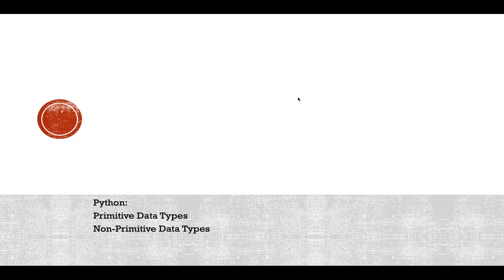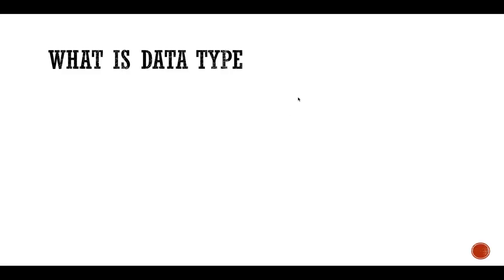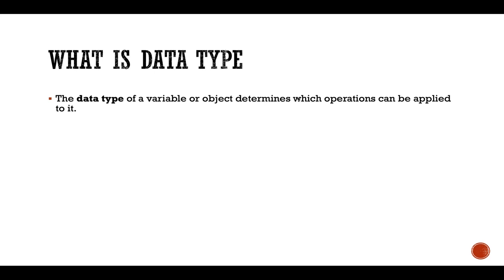This video will be about data types in Python. We will discuss the primitive data types and non-primitive data types which are present in Python. So let us begin. First of all, what is a data type? The data type of a variable determines what kind of operations we can perform on it.